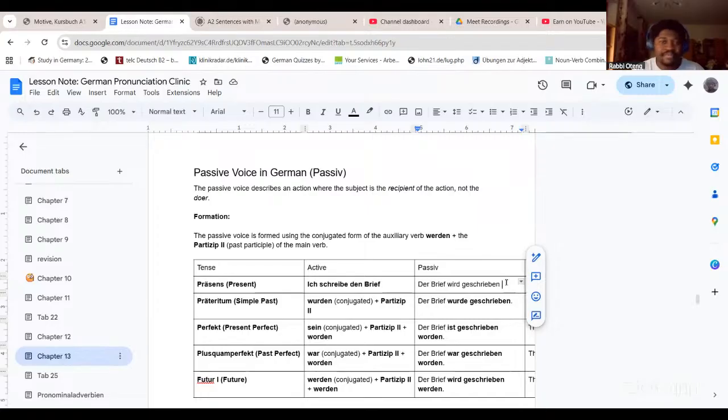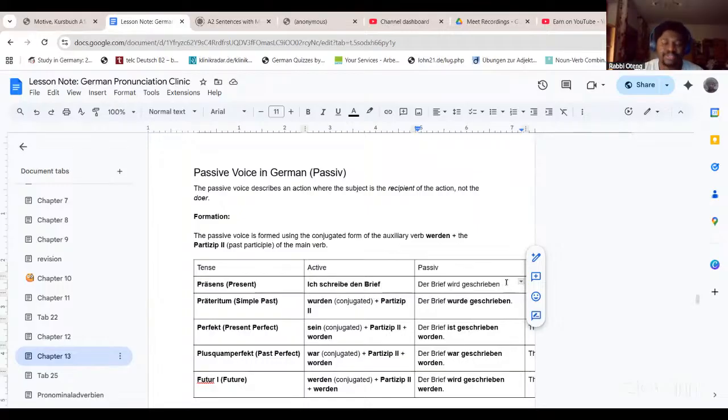Der Brief ist geschrieben is different from ich habe den Brief geschrieben, I have written the letter. But the letter is written, der Brief ist geschrieben. When you are saying it in the active form of being written, the letter is being written, then it's the Vorgangspassiv: der Brief wird geschrieben. Right now, I'm not teaching you this. I just wanted to mention it.